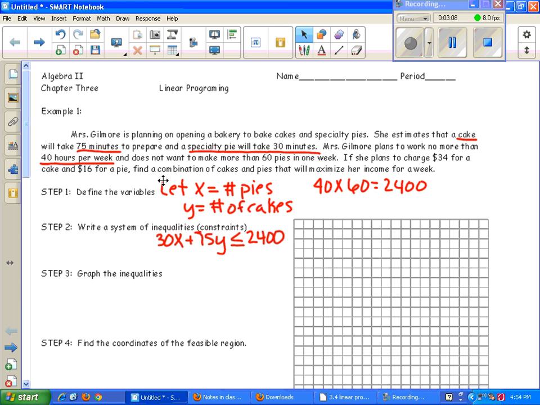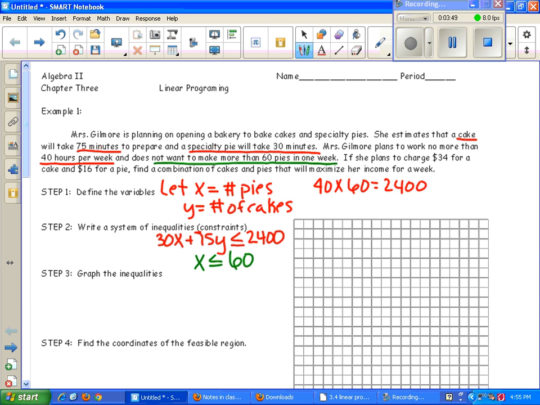Then another equation that I'm talking about, it says she does not want to make more than 60 pies in 1 week. So if x stands for the number of pies and y stands for the number of cakes, I would simply add those two together. So x amount of pies plus y amount of cakes. Oh no, I'm sorry, I read that wrong. If it says that she does not want to make more than 60 pies in 1 week, x is the only thing that stands for pies, so x would have to be less than or equal to 60, and that would be our second equation.